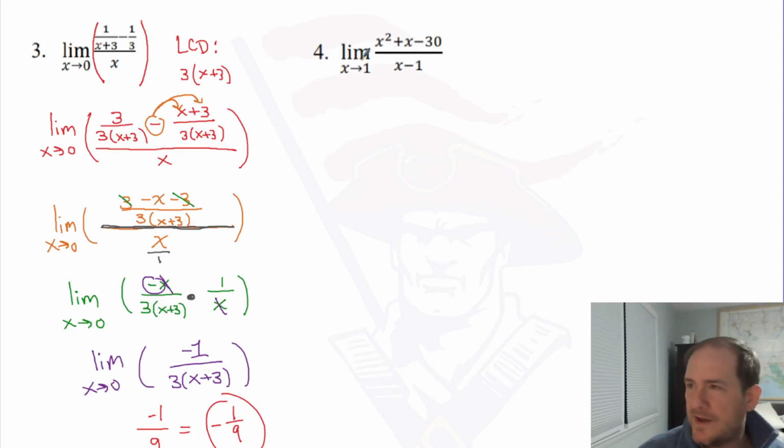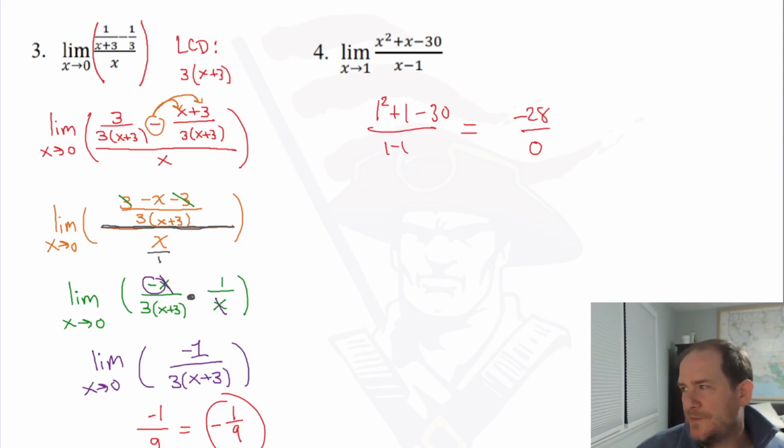Okay, so 4 is weird. It's not an indeterminate case. If we plug in 1, then we get 1 squared plus 1 minus 30. That's 2 take away 30, so negative 28. Now in the denominator, 1 minus 1 is giving us 0.